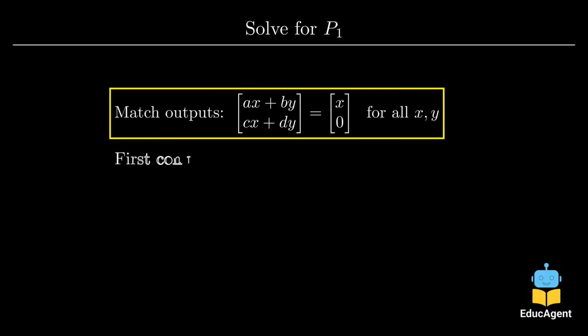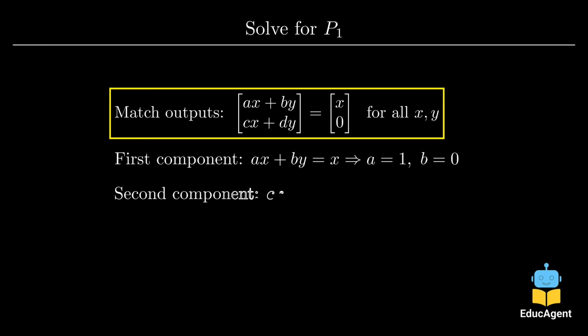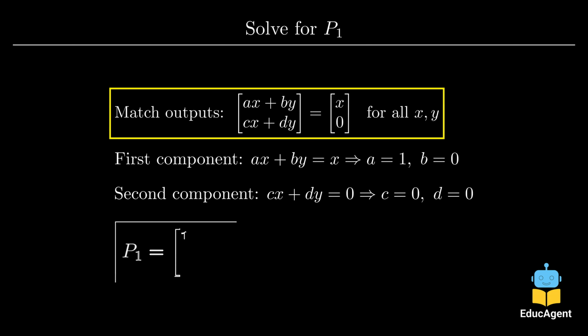To always get x no matter what y is, the first row must be (1, 0). To always get 0 in the second coordinate, the entire second row must be zeros. So, projecting onto the x-axis is done by a matrix that keeps the first coordinate and wipes out the second.